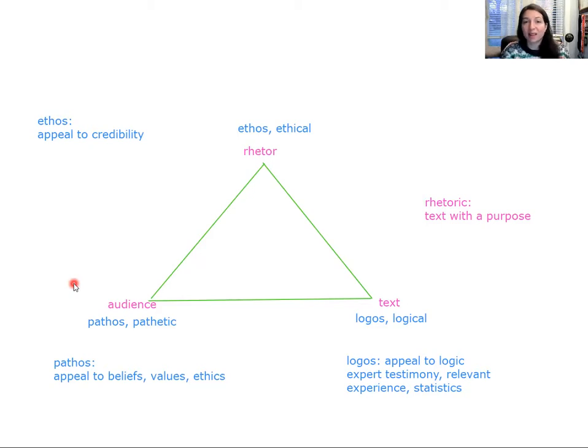What would appeal to them? What are their beliefs, their values? What are their experiences? What kinds of logical appeals would be appropriate for your purpose? And how do you want to present yourself based on the context, right? Based on your goal, based on the text, based on your audience and what you know about them in order to convince them.